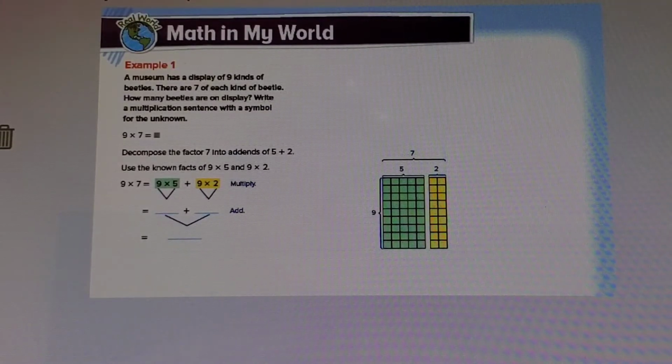Decompose the factor 7 into addends of 5 plus 2. Use the known facts of 9 times 5 and 9 times 2. So here you see 9 times 7 equals 9 times 5 plus 9 times 2. We're going to multiply. So here's your array of 9 times 5, and 9 times 5 is 45, plus 9 times 2 is 18. You'll add those two together to find the unknown of 9 times 7.